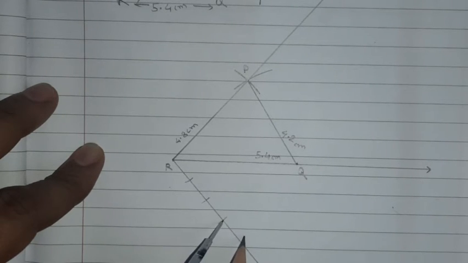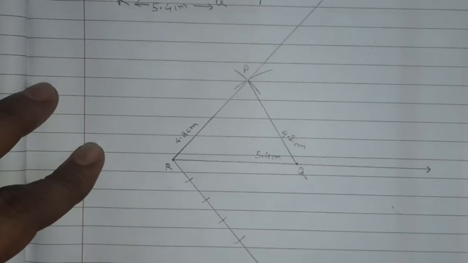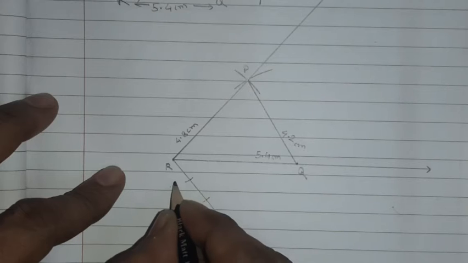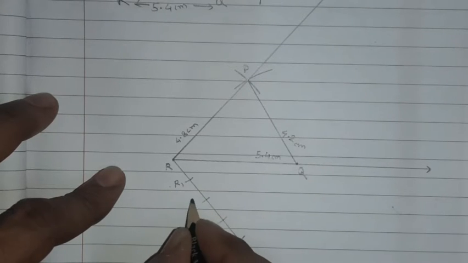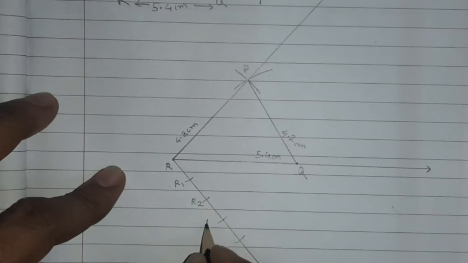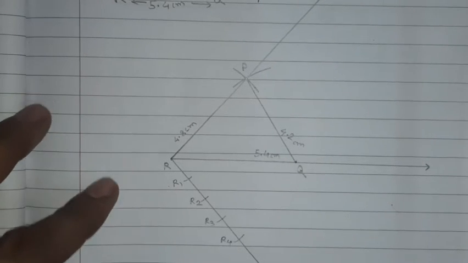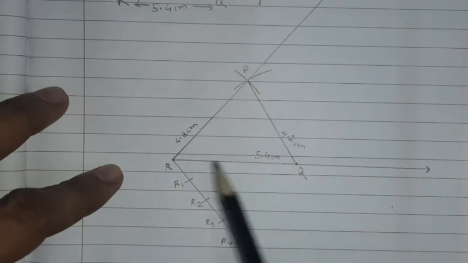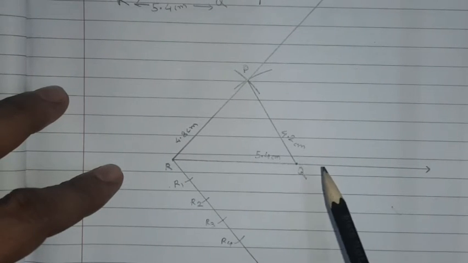How many arcs do we have to make? We have to make 4 arcs like this. Here it is R1, here it is R2, here it is R3 and here it is R4. Now dear student, PQ means QR is a 3.